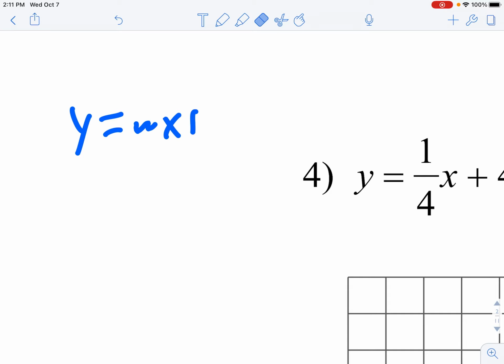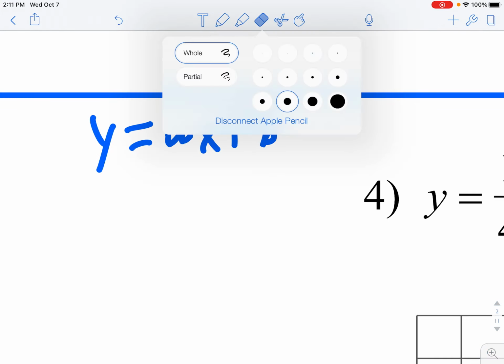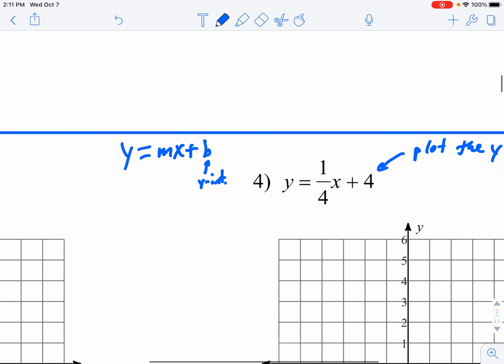Typical for me, I know. Oops, I deleted too much. Wow, and that m doesn't even look like an m. All right, I'm just doing awful right now. mx, here we go, plus b.